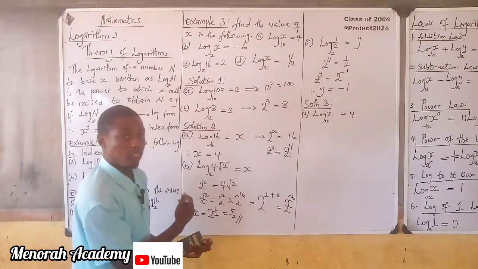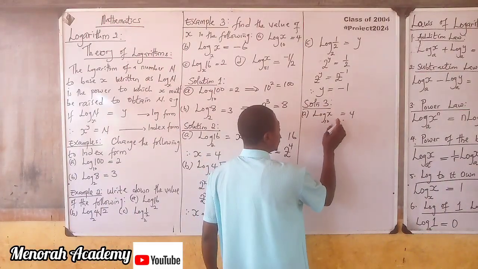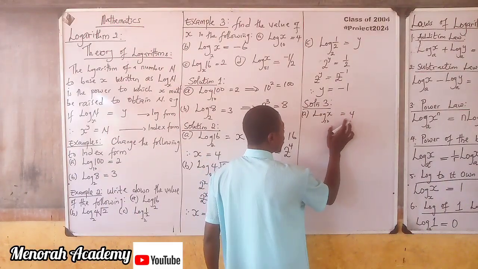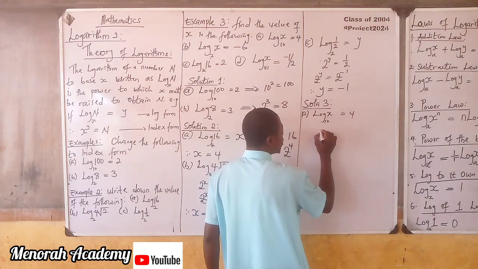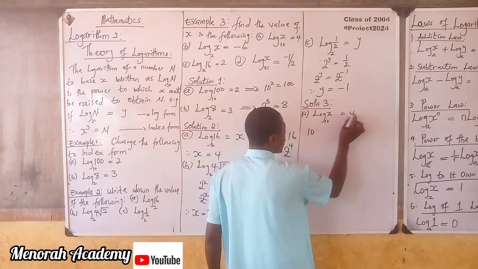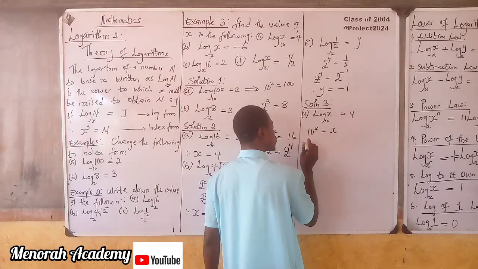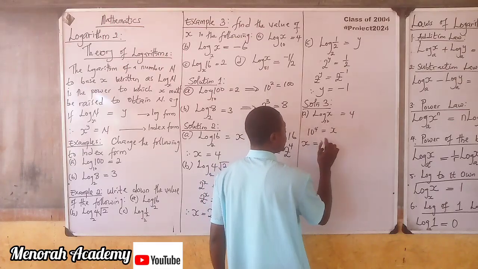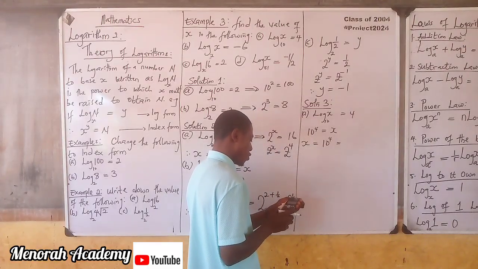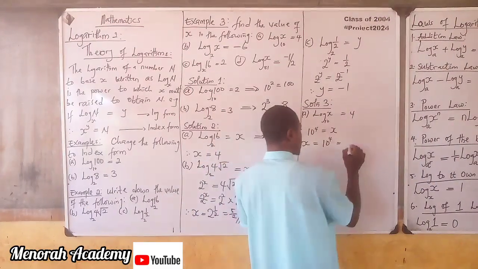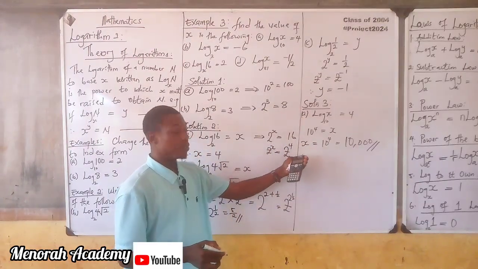From the previous knowledge where we are coming from, you will agree with me that log of x to base 10 equals 4 can also be written in index form. Remember? So 10 raised to the power of 4 is equal to x, which means x is equal to 10 raised to the power of 4. 10 raised to the power of 4 is 10,000. It's going to give us 10,000. So this is going to be the value of x.